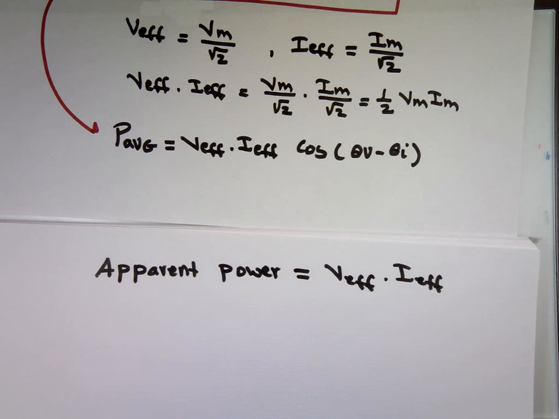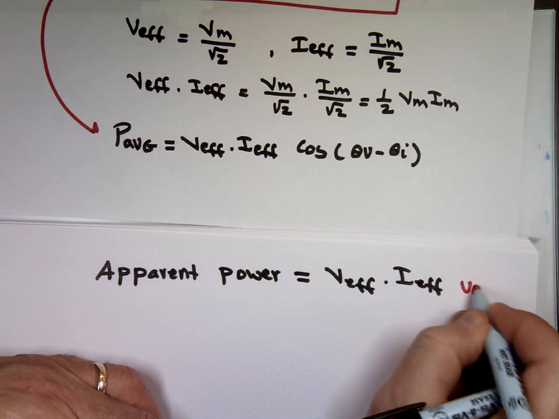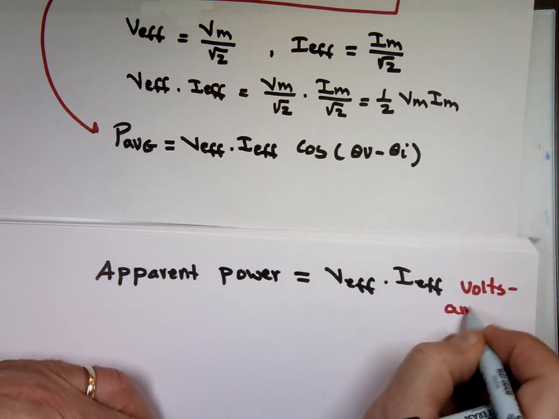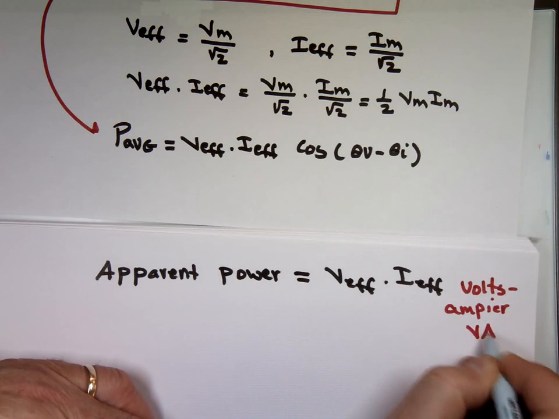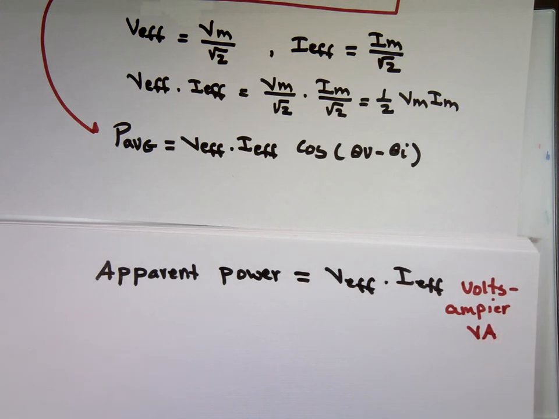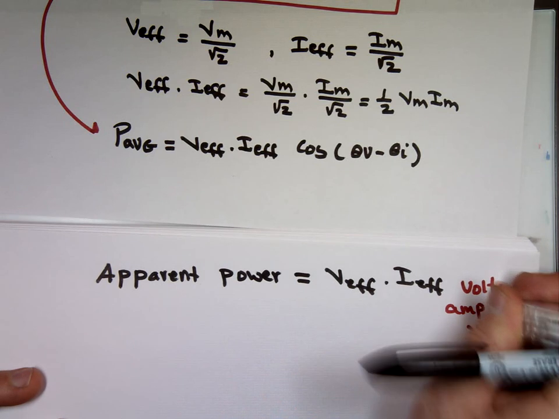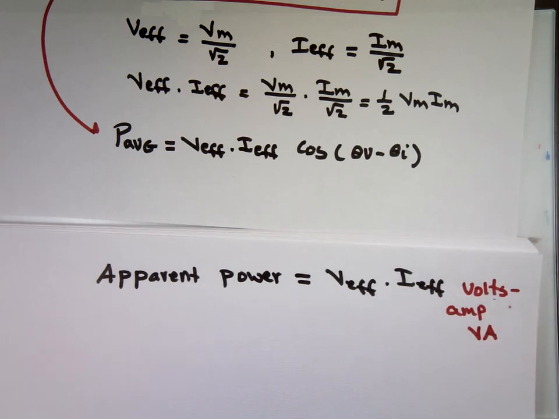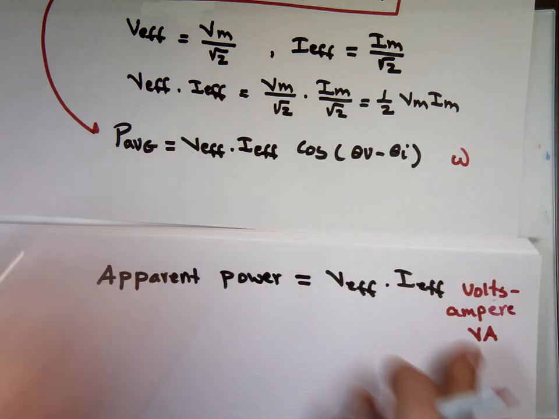And the units for that, because when you're looking at the number, sometimes you're not sure if that's average power or apparent power. The units is volts, ampere, or VA. Oh, I have an extra I there. I wrote it wrong here. Volt ampere, which is VA. So that's how you know whether the value is apparent power or average power. The unit for average power is watts. The unit for apparent power is VA.